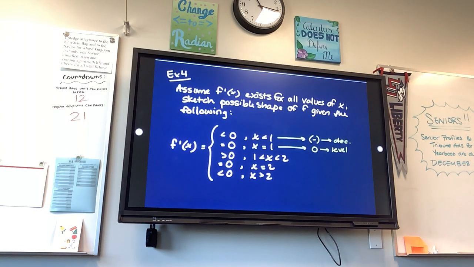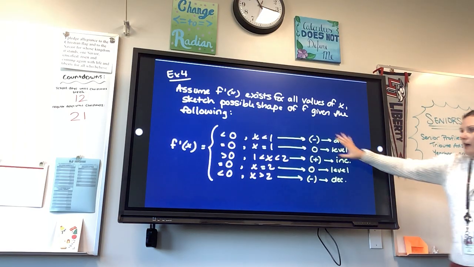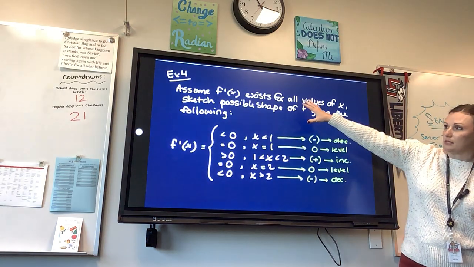Okay, next bit says greater than 0, which means what? Positive, thank you. And that translates to F doing what? Increasing. Very good. Next one is back to a 0 again. So I'm going to write 0, and I'm going to say we're going to level off there as well. And then the last one, what does less than 0 mean? Negative. And what does that translate to for F? Decrease.